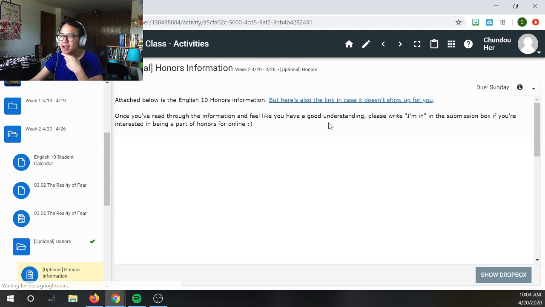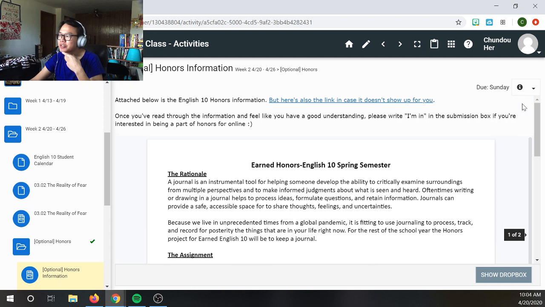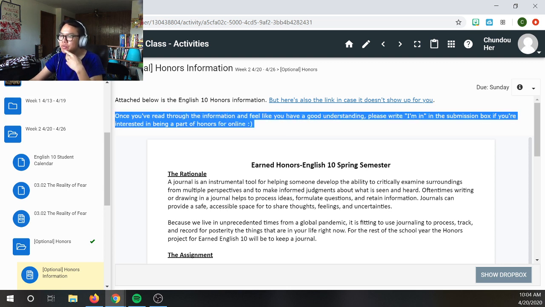So here's the first thing, honors information, which I have attached to the doc for this. Now, this is basically the same thing across all English 10 classes because we just agreed that we want to have a kind of robust idea of what honors should be for the classes. So this is what the honors is. I do want to note up here that once you've read through the information and feel like you have a good understanding, please write "I'm in" in the submission box if you're interested in being part of the honors online. Again, this is so I as a teacher can keep track of who is doing honors and who is not doing honors, so that way I can remember, oh, I have to grade this person's honors stuff.